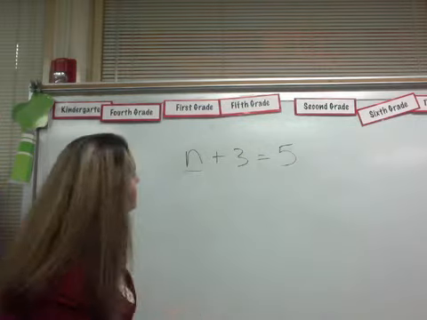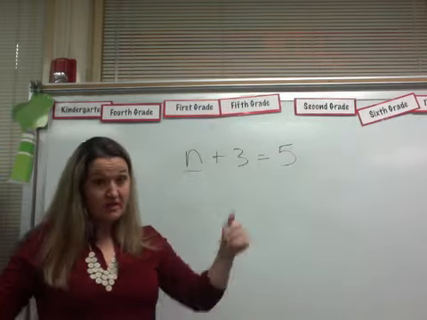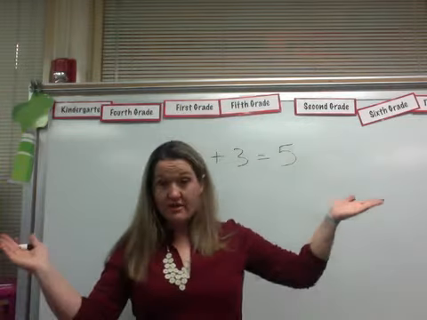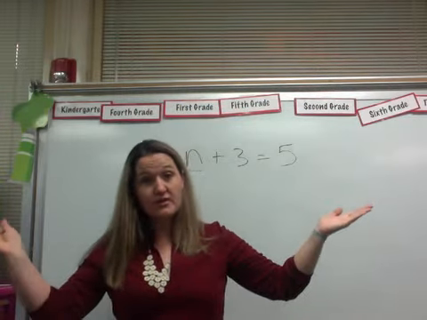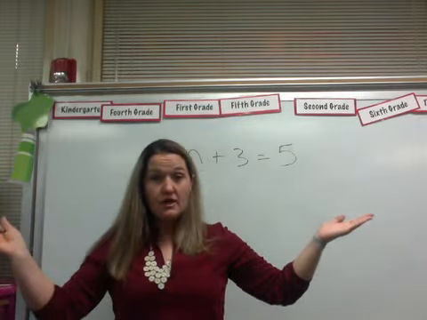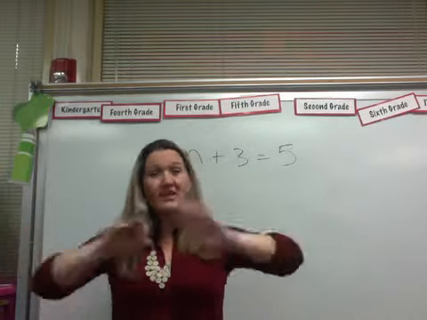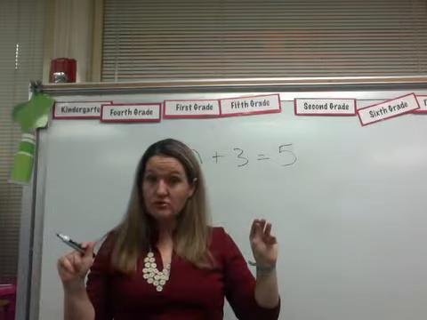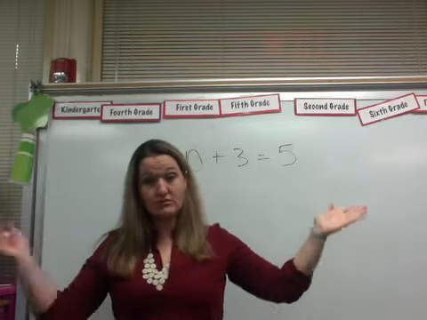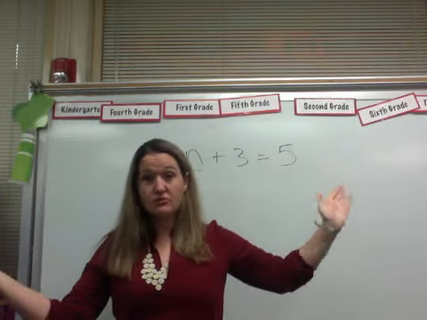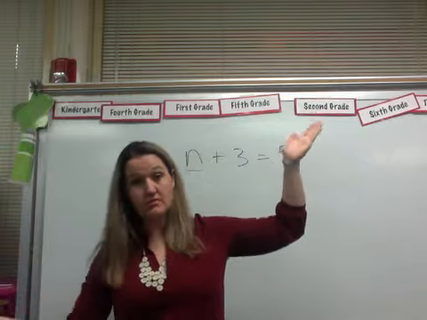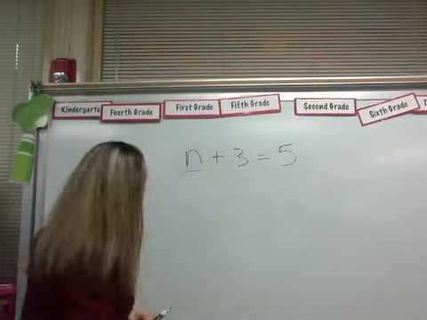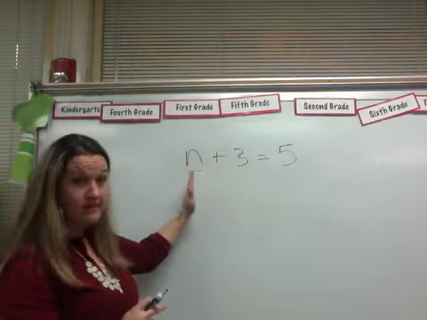So remember, with algebra, think about it as a scale. We've got n plus 3 on this side, and we've got 5 on this side. I want the n all by itself. And remember the golden rule of algebra: you can do anything you want to one side of the equation as long as you do the same thing to the other side. Because if you do something to this side and don't do it to the other side, your scale is going to become unbalanced, right? So the point is to get n by itself.